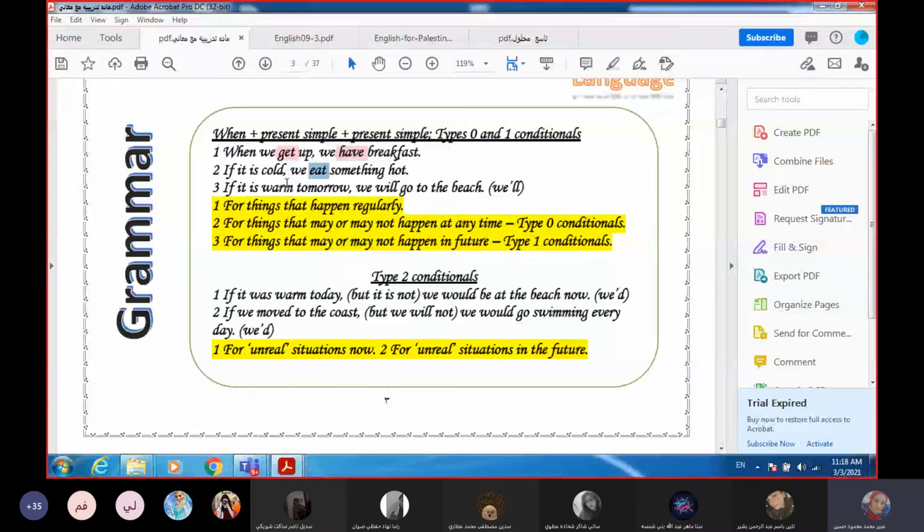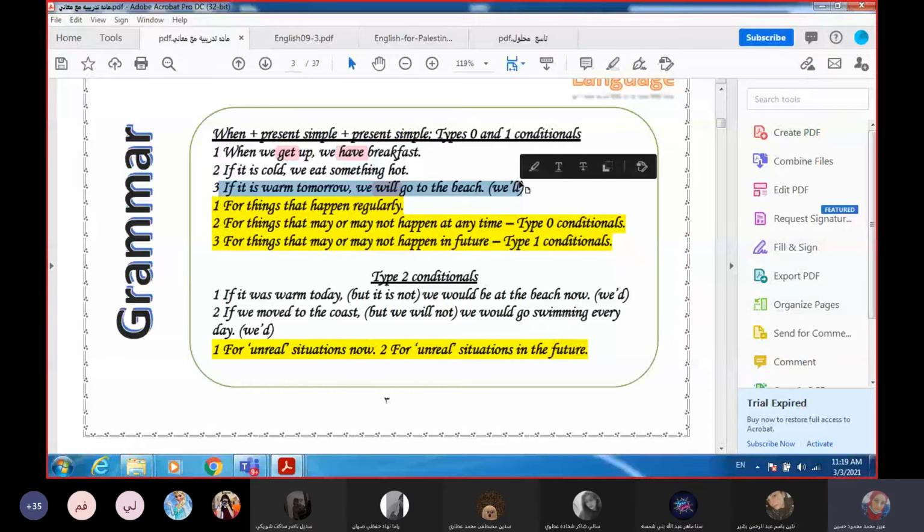When do we use if clause type 0? When we talk about something that happens at any time. If it is cold, we eat something hot. This may happen at any time. If it is warm tomorrow, we will go to the beach. This is if clause type 1. Look at the use of will. If clause type 1 is when we talk about something that may happen or may not happen in the future.